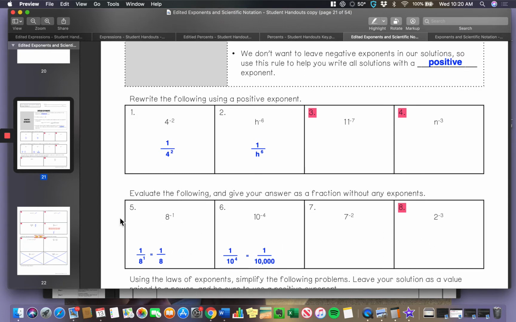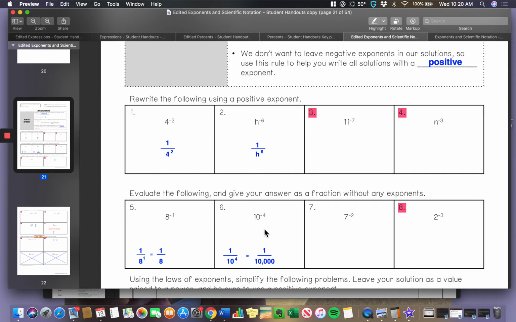For numbers 5 through 8, we're going to evaluate the following and give your answer as a fraction without any exponents. Well, I simplified your first one here, number 5. We had 5 raised to the negative 1, which is now the base stays the same at 5, and negative 1 became 1 over 1. Now, if they wanted us to write it without any exponents, it would be the same, because remember, exponents are how many times the number is being multiplied, so this isn't being multiplied at all, right?